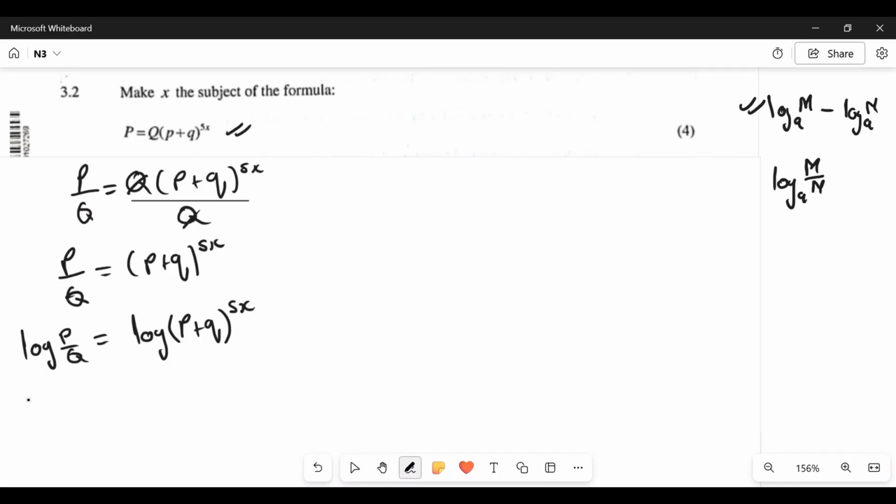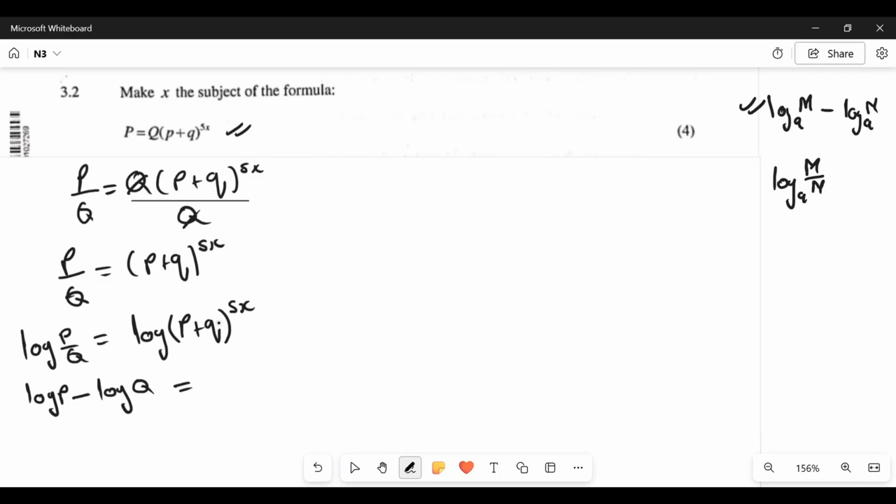So how about we do that? I can say log p minus log q. Right, remember, if the base is not written, guys, just know that the base is 10 there, just in case you didn't know. All this is equal to, now let's look at the right hand side.